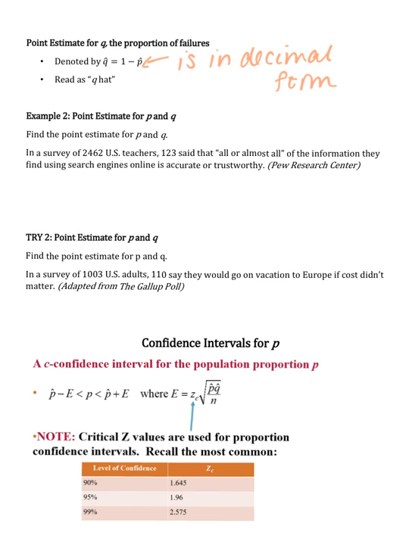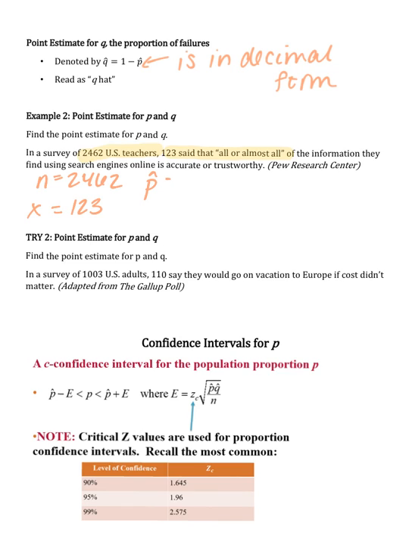So here's our next example. In a survey of 2,462 teachers, 123 said that all or almost all the information they find using search engines is accurate or trustworthy. So the total number is 2,462, and the number of successes is going to be 123, because 123 said that they find accurate or trustworthy information almost all or all of the time.